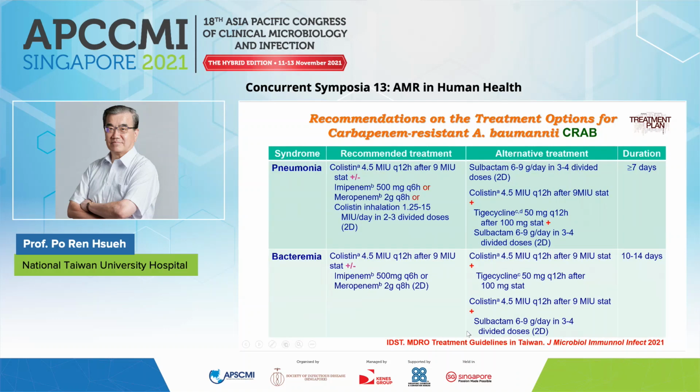We also have recommendations for carbapenem-resistant Acinetobacter baumannii, XDR and PDR, for treatment of pneumonia and of bacteremia. Because carbapenem-resistant Acinetobacter baumannii is quite similar to XDR, the recommended treatment is always colistin and combination therapy, plus or minus colistin inhalation. For bacteremia, also colistin-based plus a carbapenem, including imipenem or meropenem. And we also had some alternative treatment options.